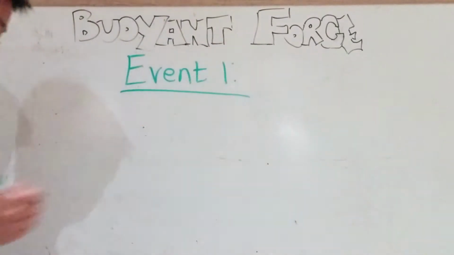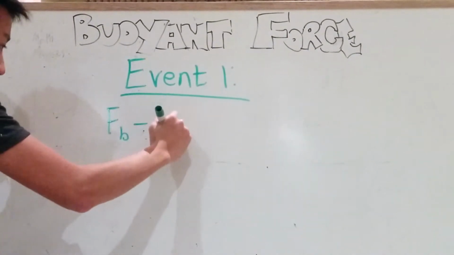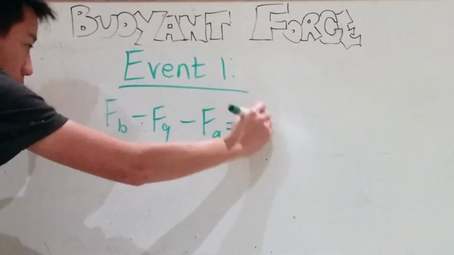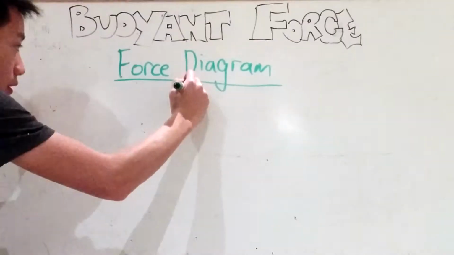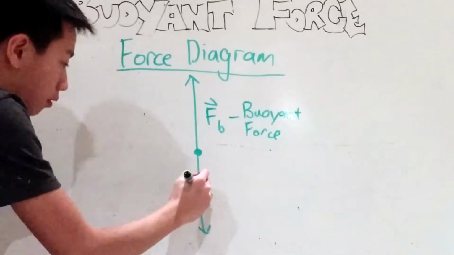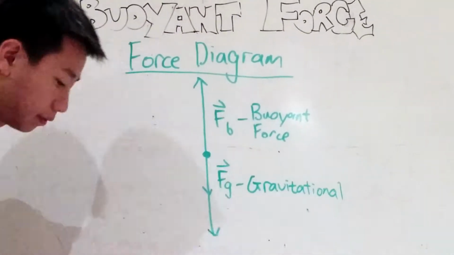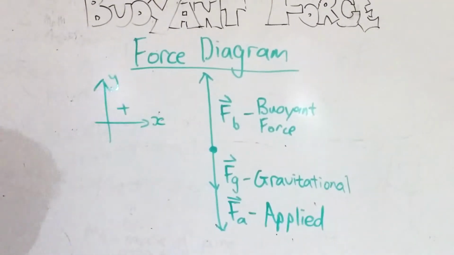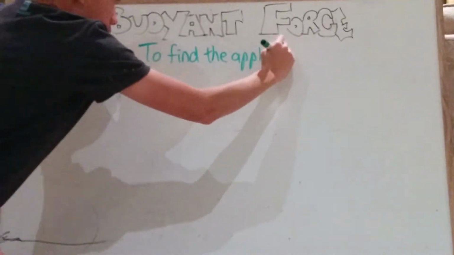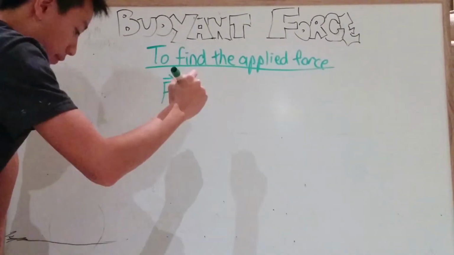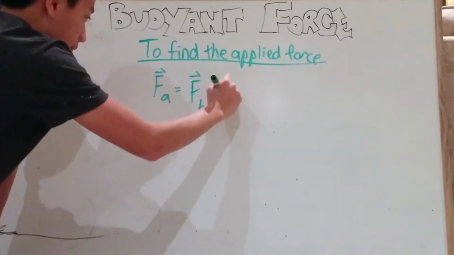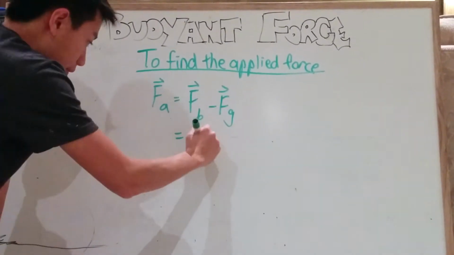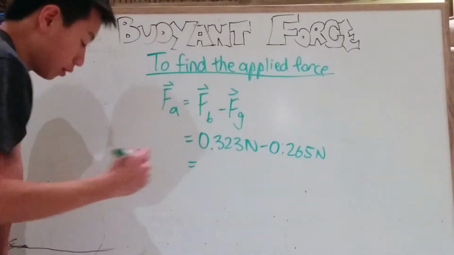For event 1, the ball is stationary, therefore the net force is 0. There are 3 forces in this event. There are 2 forces downwards, the applied force and the force of gravity on the ball. The upward force is the buoyant force. We can finally find the applied force by rearranging the equation. The applied force is therefore 0.058 newtons downward.